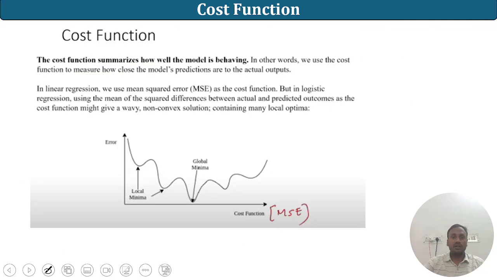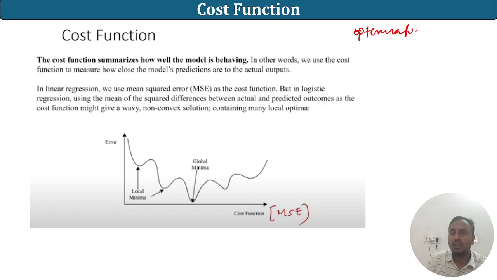And now when we come to the optimization parameter, there is one called the cost function. The cost function summarizes how well the model is going to behave. If you change the cost function, the model is going to change. In other words, we use the cost function to measure how close the model predictions are to the actual output.